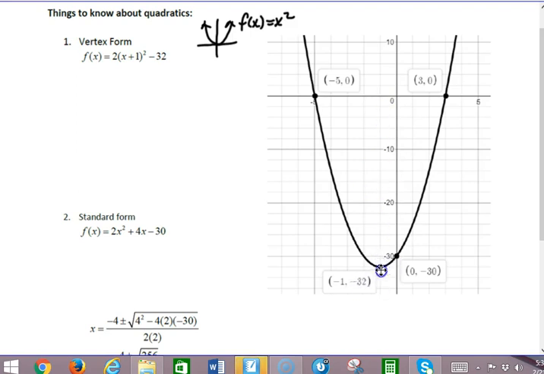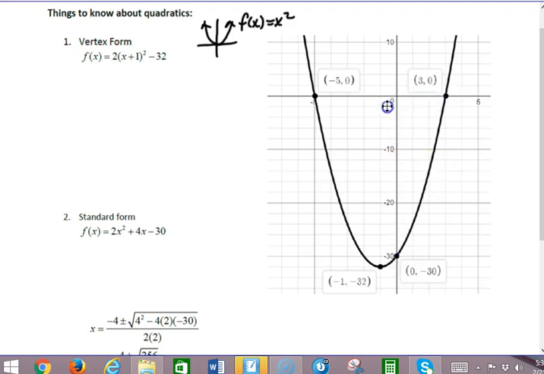So the new vertex now is at -1, -32. So there's the vertex here of this function. The 2 makes the graph steeper. So instead of going over 1 unit in the x direction and up 1 unit in the y direction, it would go over 1 unit in the x direction and up 2 units in the y direction.